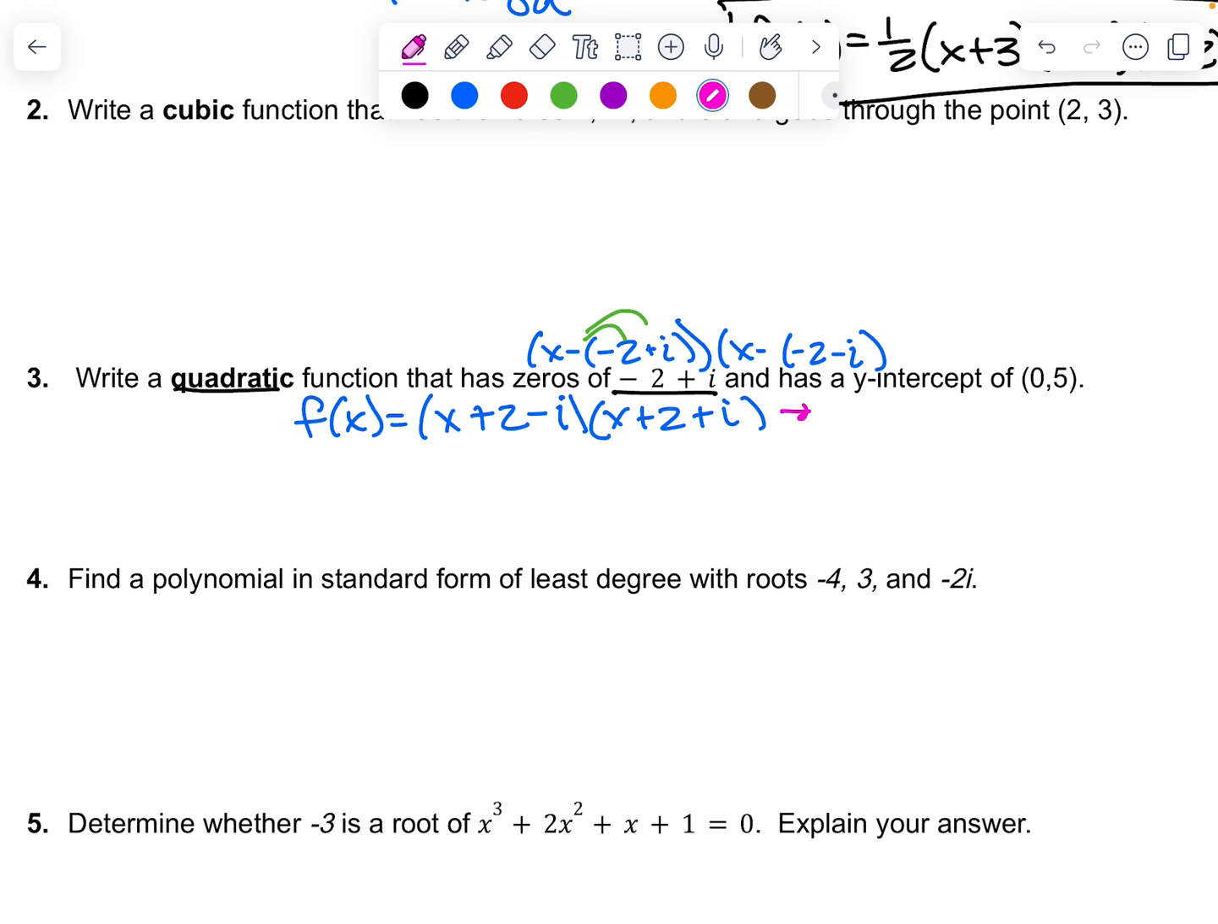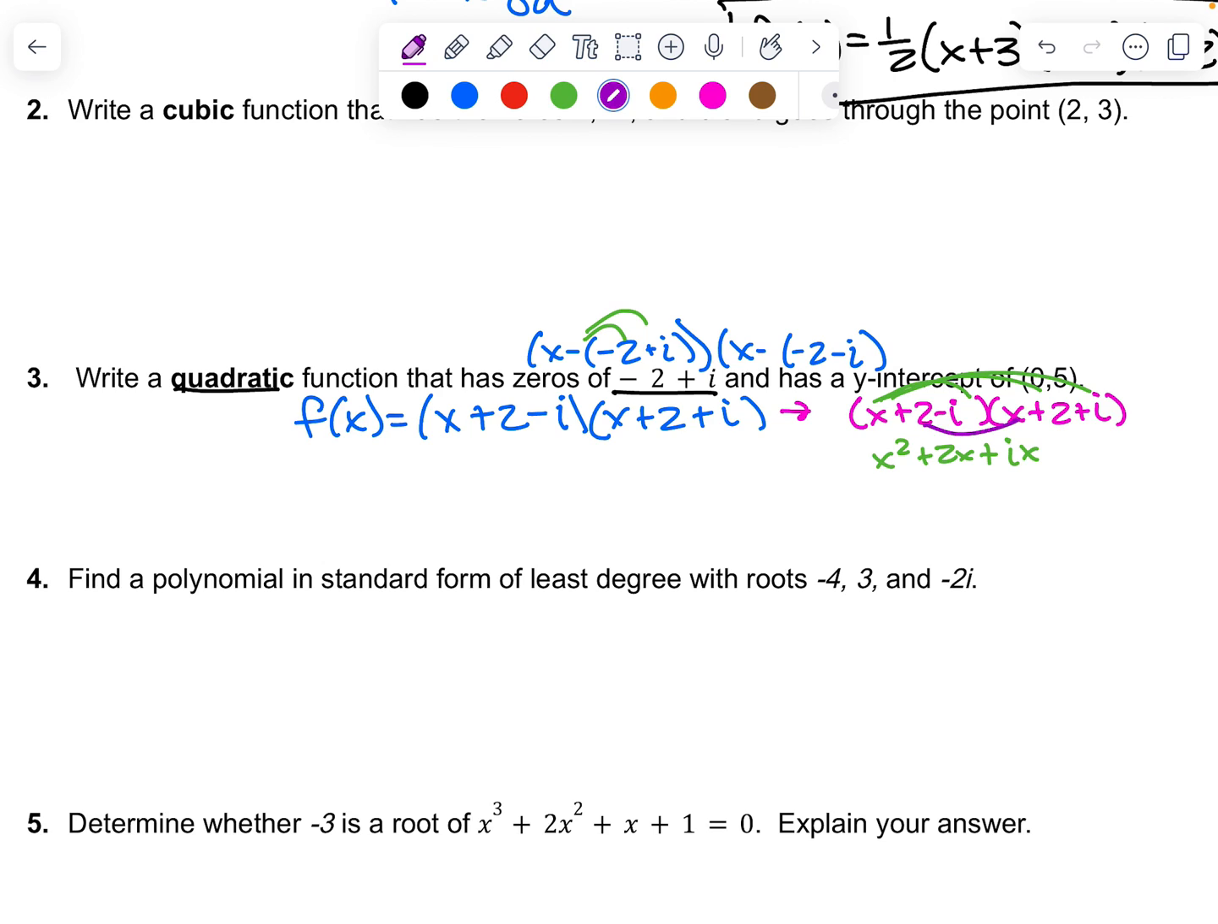The thing I need you to remember is we have to multiply these together. We can't have a final function that has imaginary numbers in it unless it wants us to keep it in linear factored form, which this one doesn't say, but I'm going to ask you to do that now. So if I take x plus 2 minus i and multiply it by x plus 2 plus i, I'm really just distributing each of these terms from my first set of parentheses to my second. So I would have x squared plus 2x plus ix.